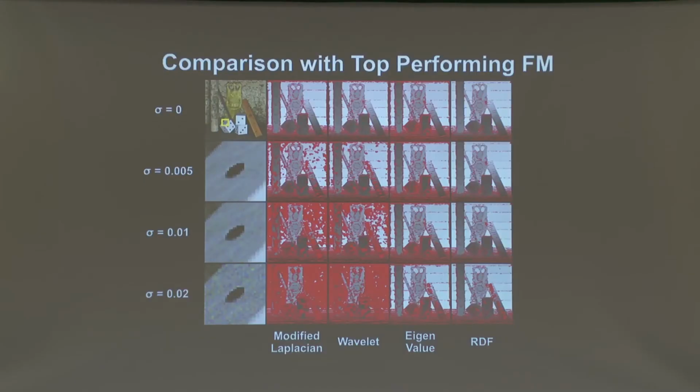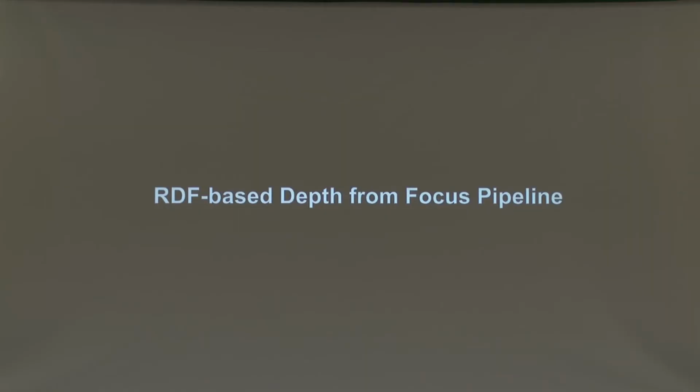They basically benchmark different types of focus measures, and they determined that modified Laplacian and wavelet are the best in general. But then eigenvalue is best for noisy types of data. And so by having that structure, we can get high quality responses, even though the image is noisy. So the pipeline overview is going to be next.